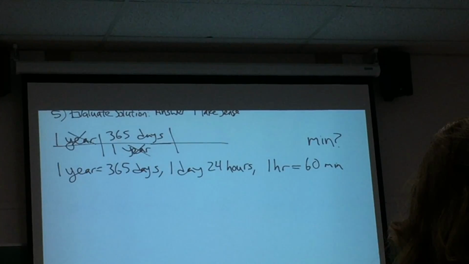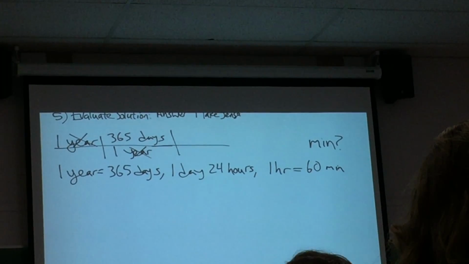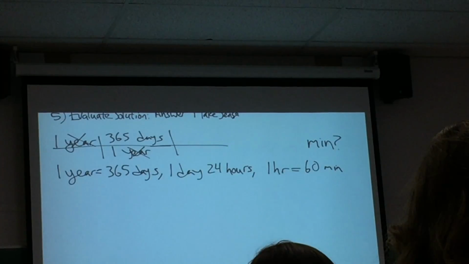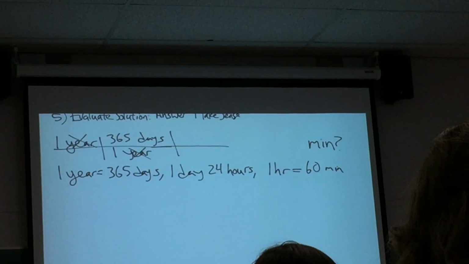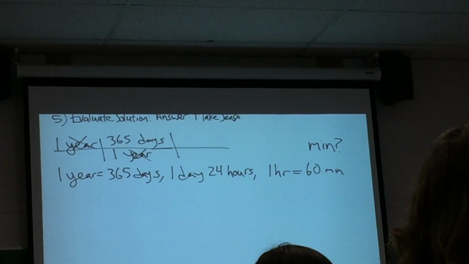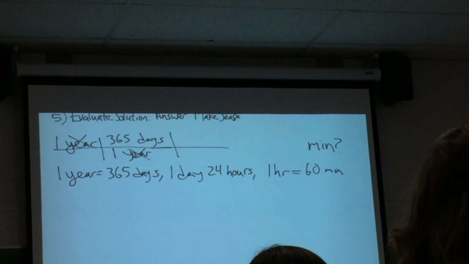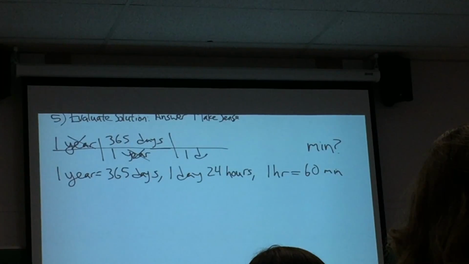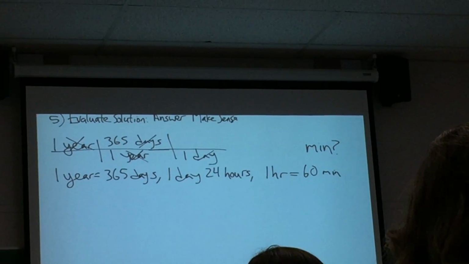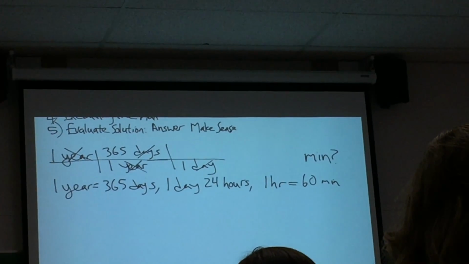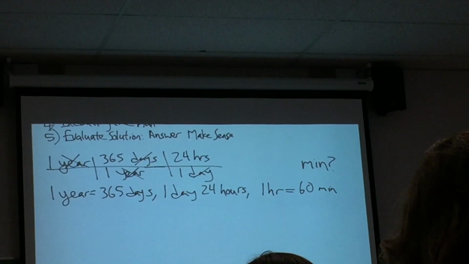What relationship is available to us to move away from days and toward a better unit? 1 day is equal to 24 hours. Where am I going to put the day, on the top or the bottom? Bottom. Yeah, let's put 1 day on the bottom so that it cancels day on the top previously, and we'll put 24 hours on the top.